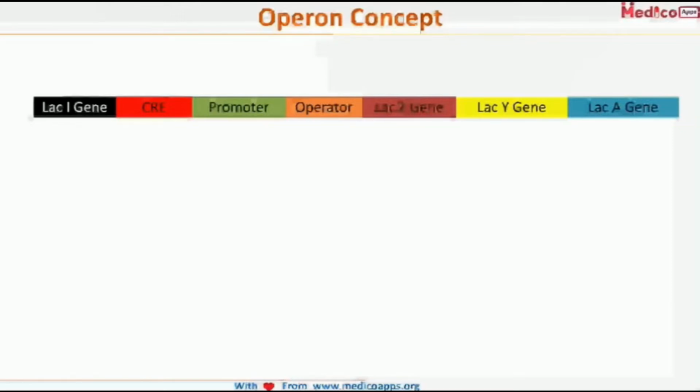So it has various genes as a part of it. Let's look at each of these segments. So first we have got is Lac I gene. Lac I stands for Lac inhibitor gene. Now this is a housekeeping gene. We will learn about the role in a while. So this is Lac I gene.